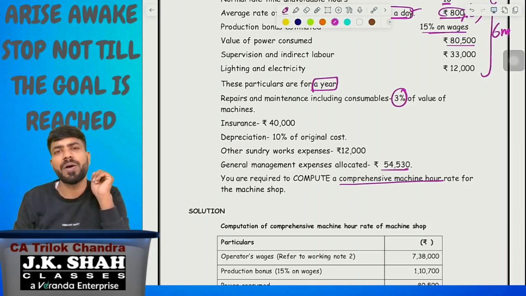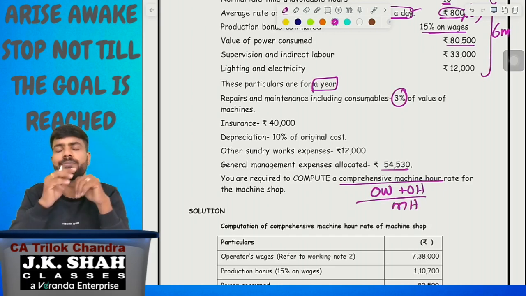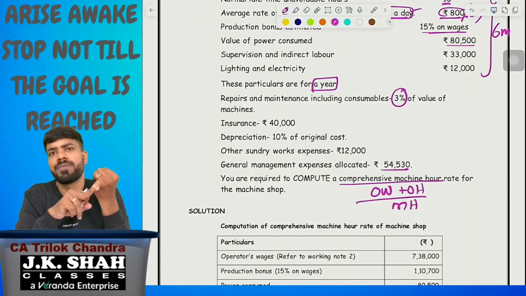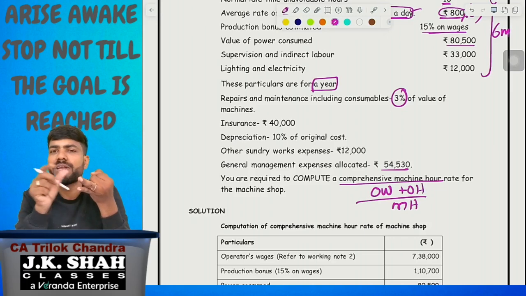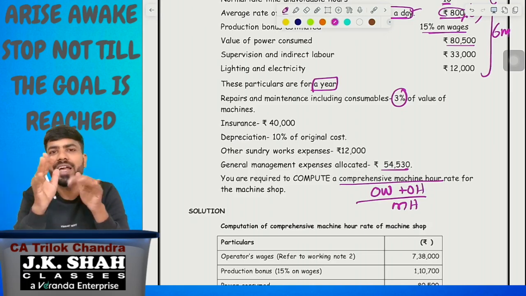We already discussed the formula. What is the formula? Simple. Operator wages plus overheads divided by machine hours. Let us calculate one by one. First, we'll calculate operator wages. Then we'll calculate the total overheads. If you add these two, you get the numerator, divided by machine hours worked. We'll be getting the machine hour rate.